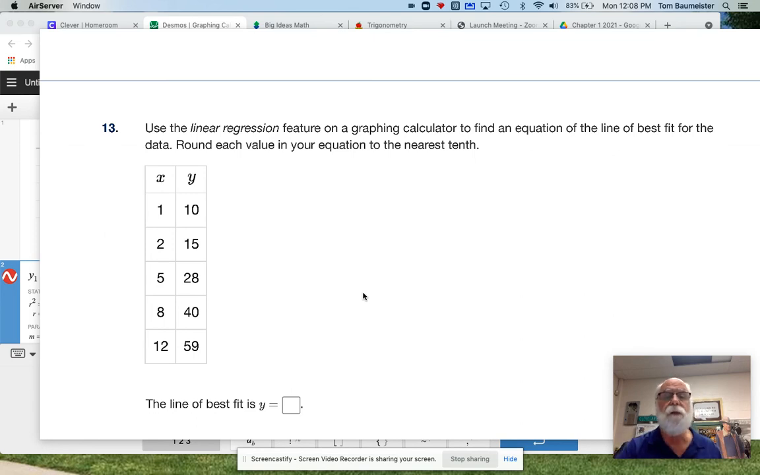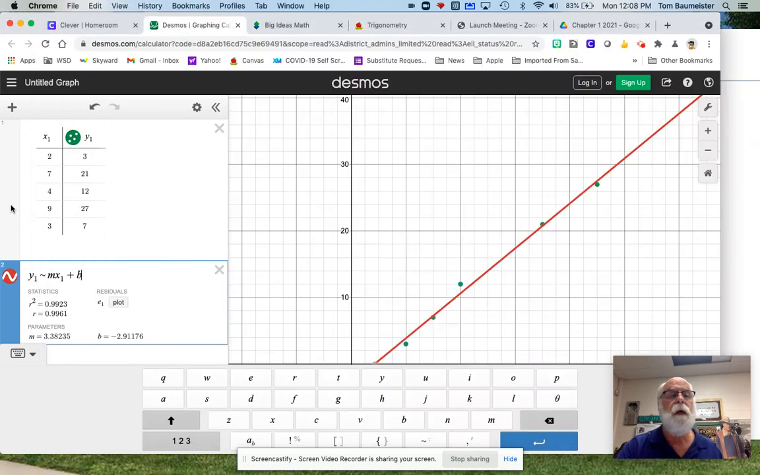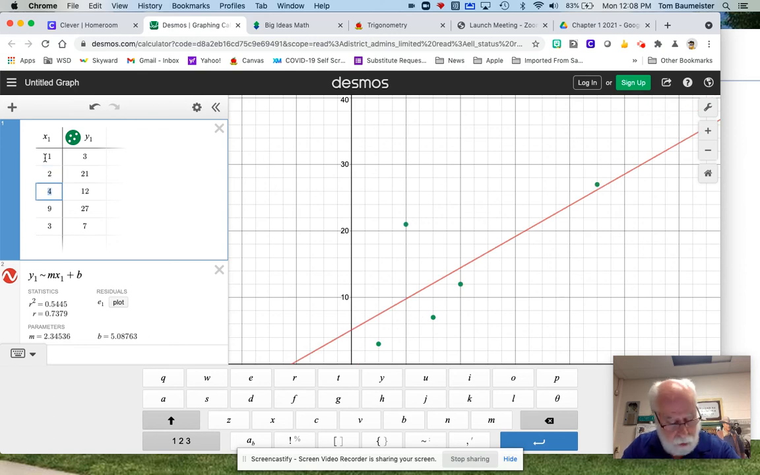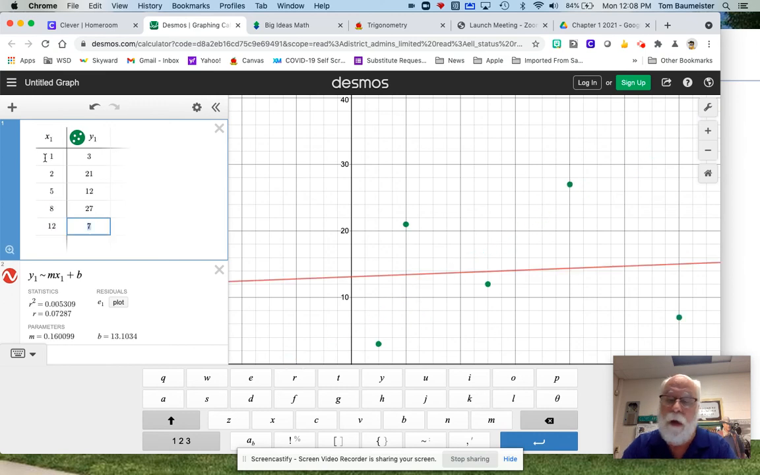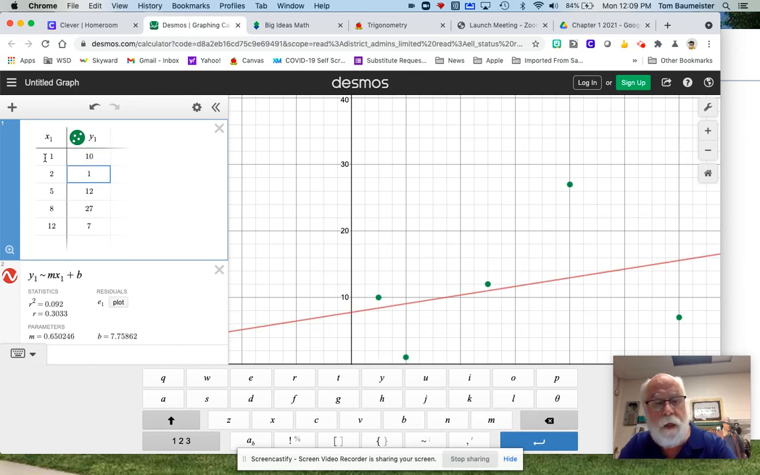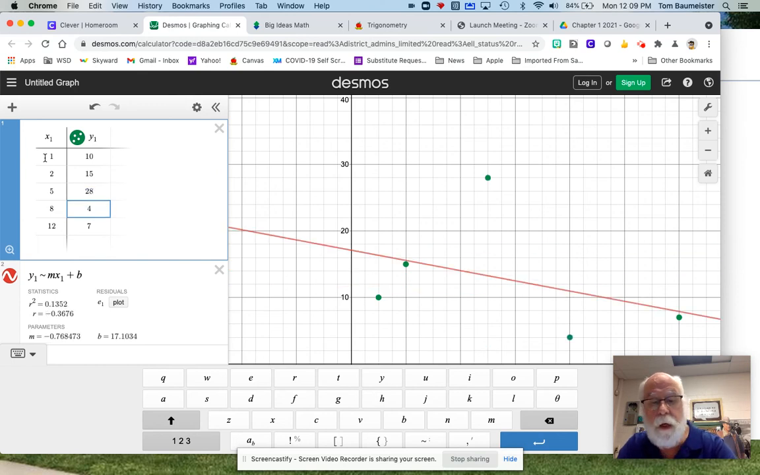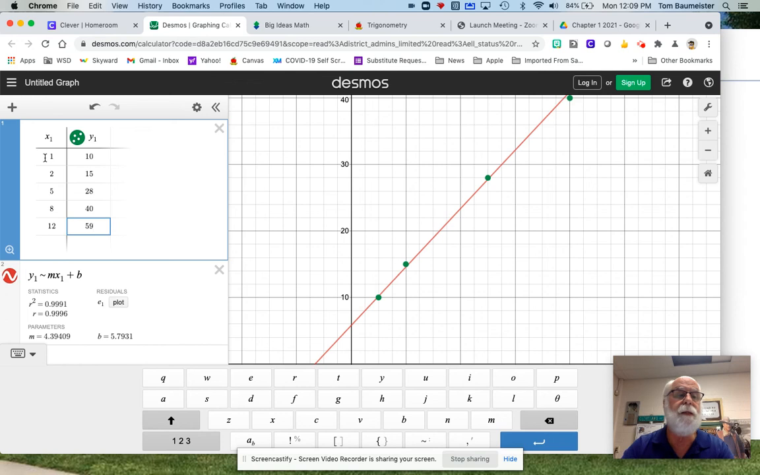All right, so again, I'm going to do the same thing here. Now remember, I told you this is what's nice and is on here. Now I can just go ahead and just leave these, and I can leave the mx plus b. So I'm going to put in a 1, 2, quit looking at the thing because it's not going to do us any good until we're done. And then I'm going to have 10, 15, 28, 40, and 59.